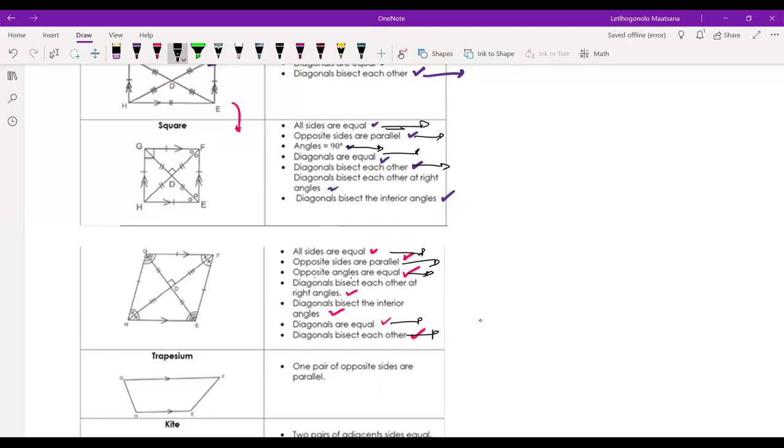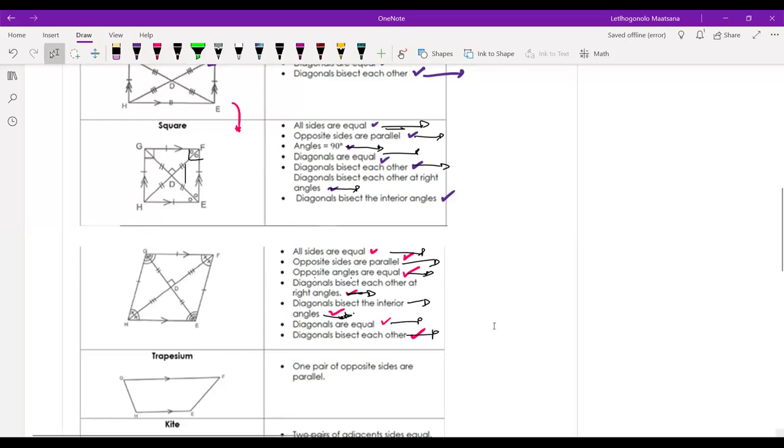Diagonals bisect each other at right angles. Diagonals bisect the interior angles. So we can see how all squares are rhombuses and not all rhombuses are squares, because we don't have that 90 degrees there.